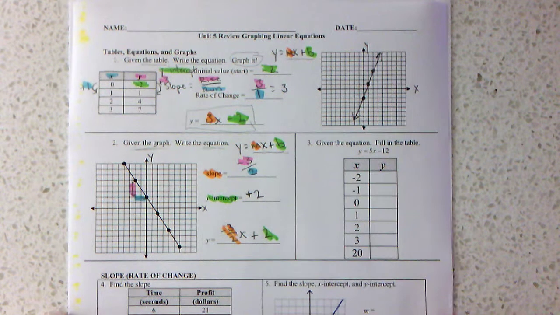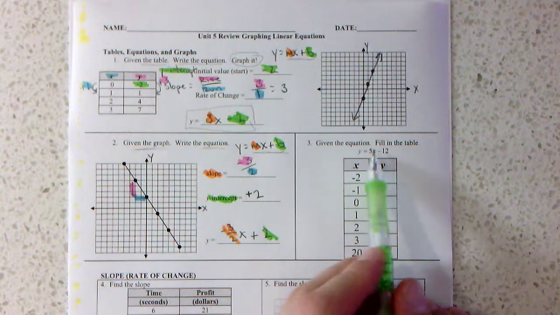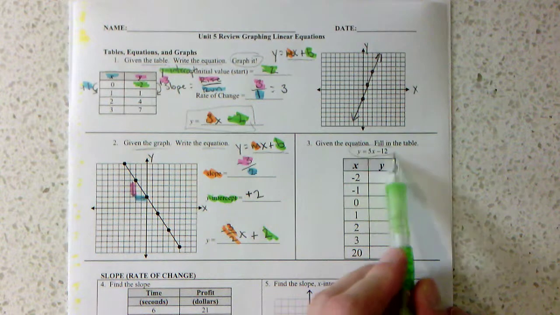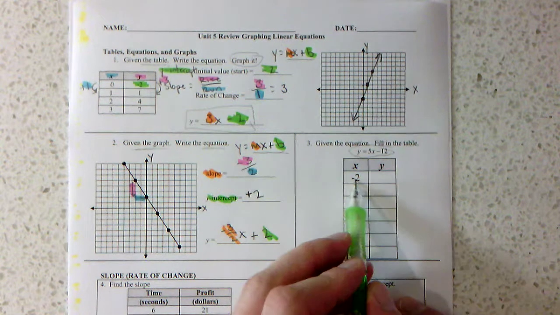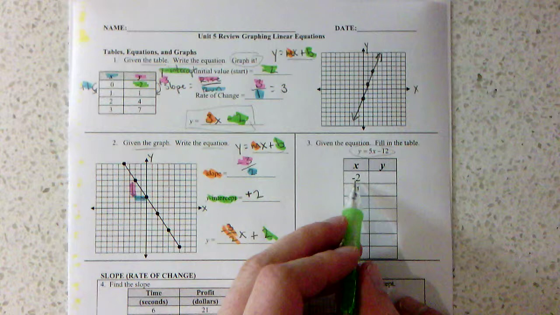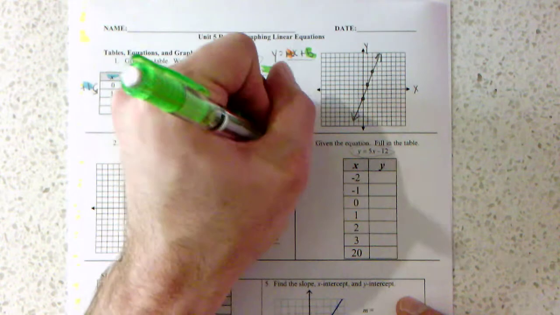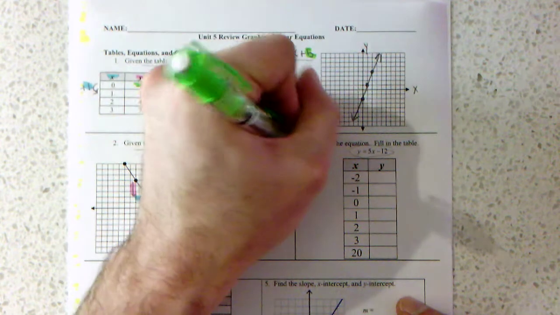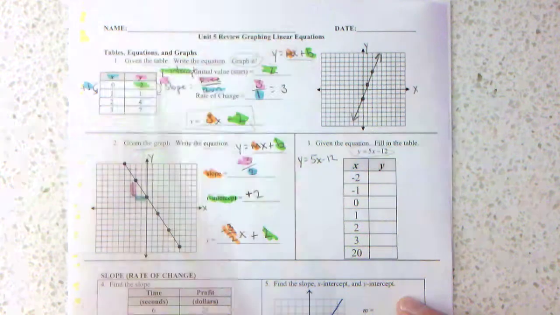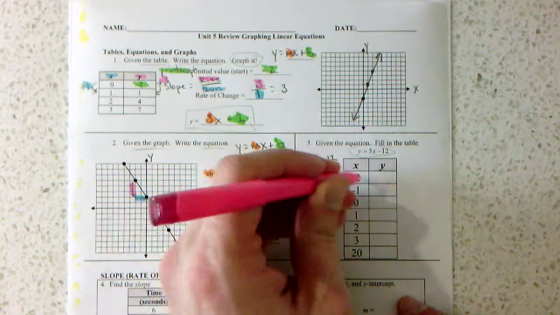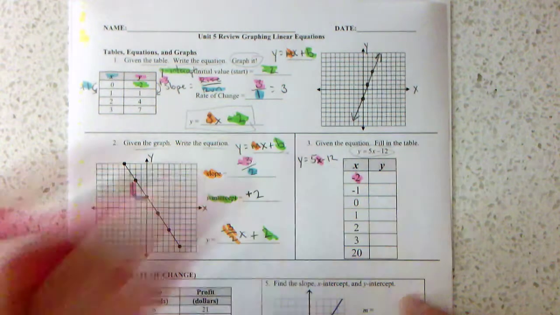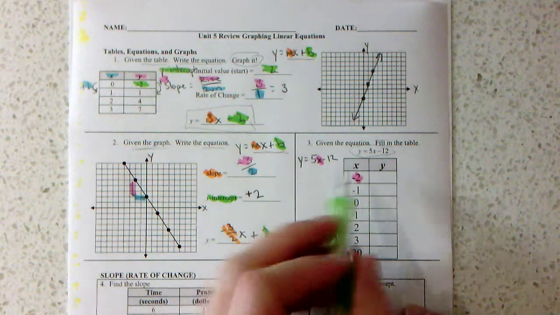Alright, last one. Now that we're given the equation here, we actually want to fill in these missing values for y. So in order to do that, I know my x values. So all I need to do is take this equation, y equals 5x minus 12, and then plug in or substitute in each of these values for x, and then actually solve for y.